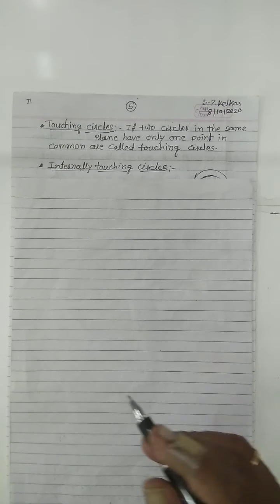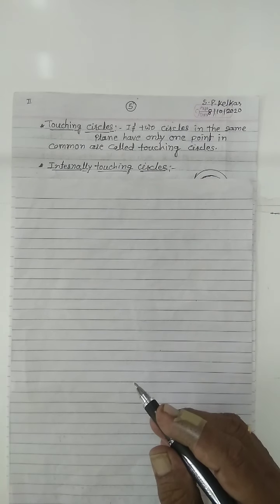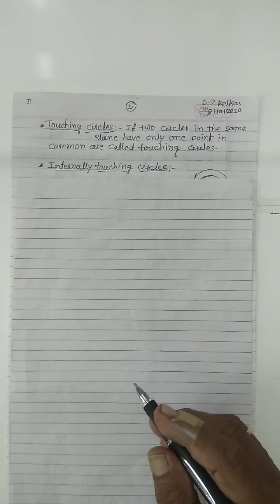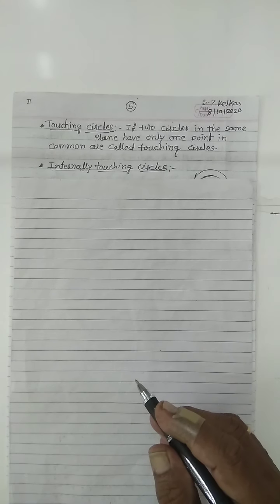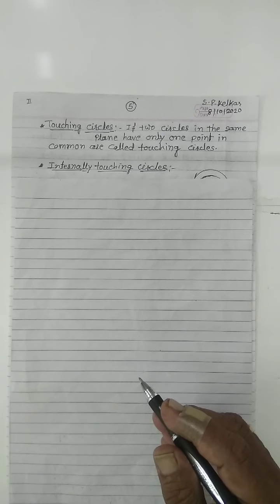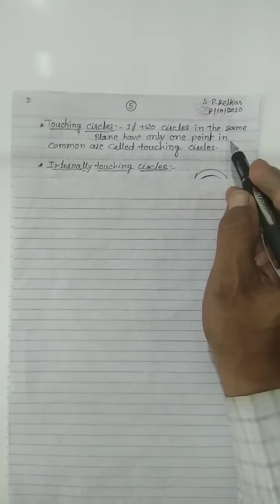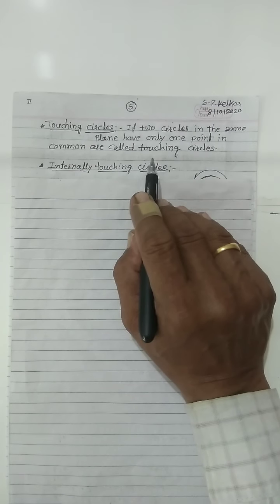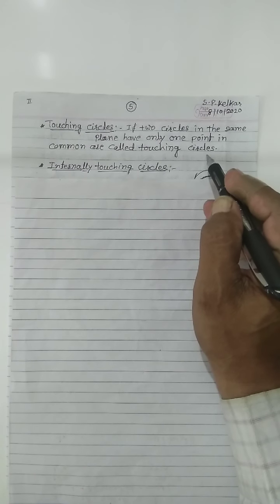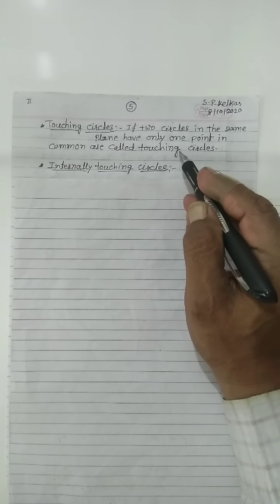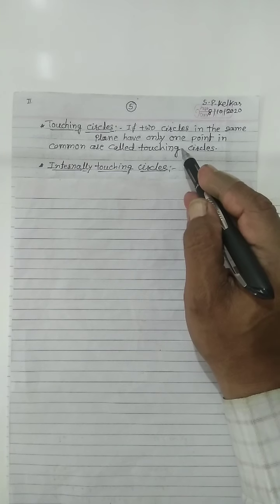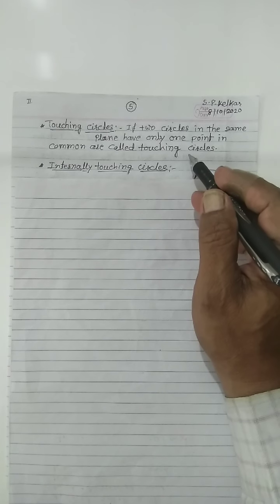Today we are going to study the chapter Circle, chapter number 3 from Math Second. Today we are going to study the touching circle. If two circles in the same plane have only one point in common, they are called touching circles. These two circles lie in the same plane and have one common point between them. Such circles are called touching circles.